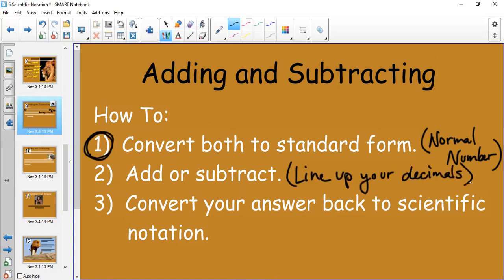Then if they give you the problem in scientific notation, usually the rule is to answer in scientific notation. So step 3 is to change or convert your answer back to scientific notation. So those are the 3 steps that we're going to follow.